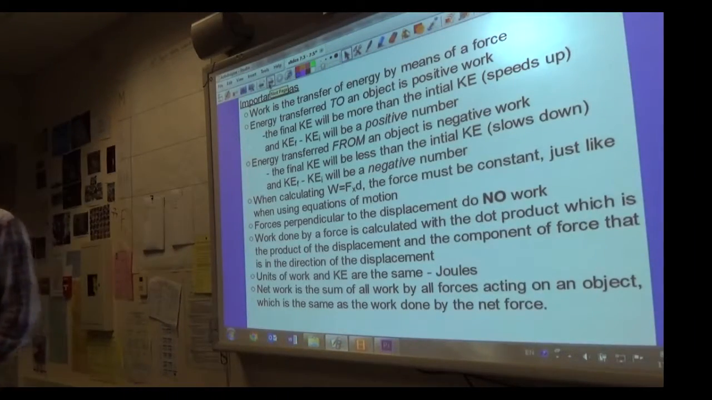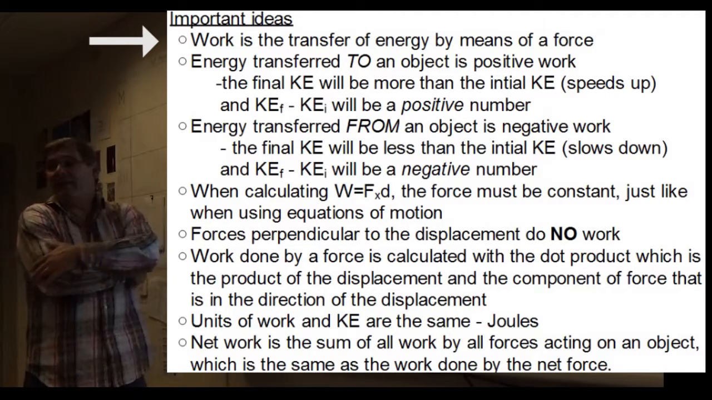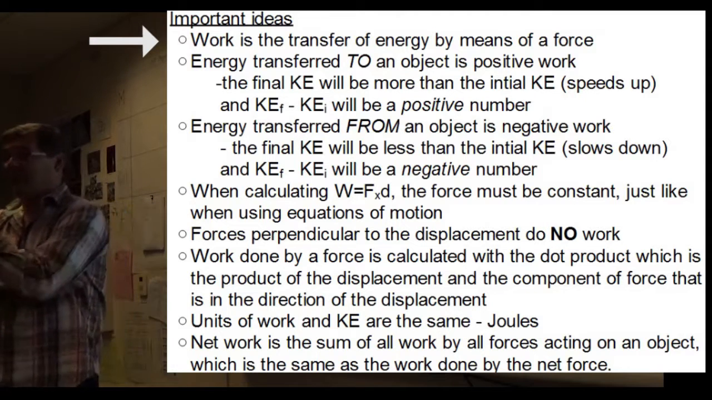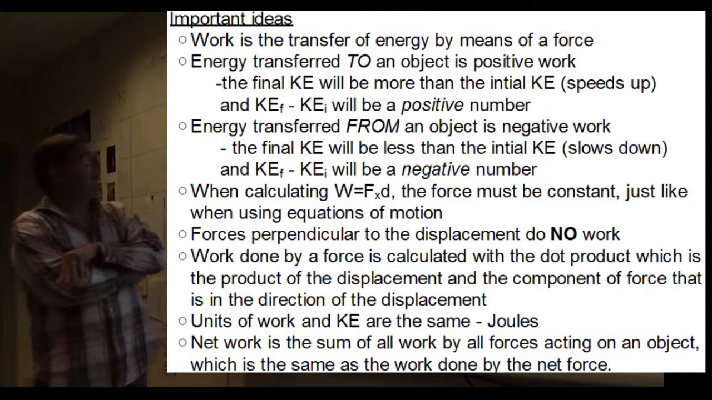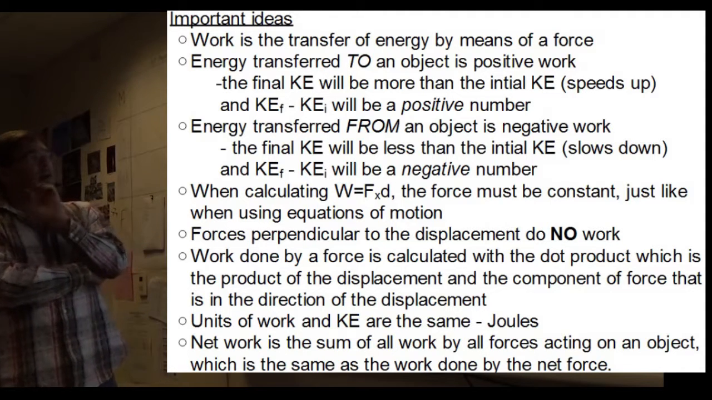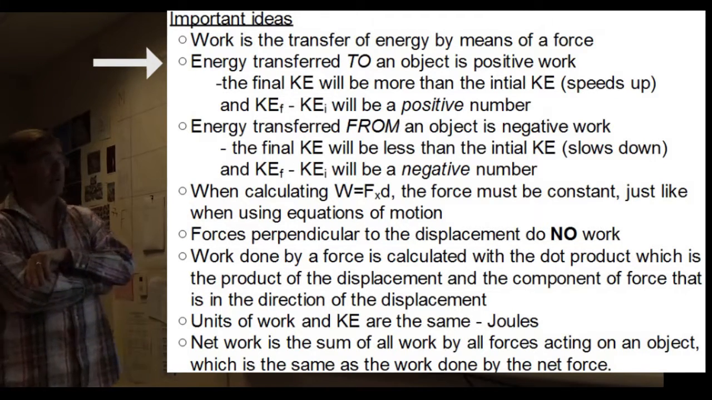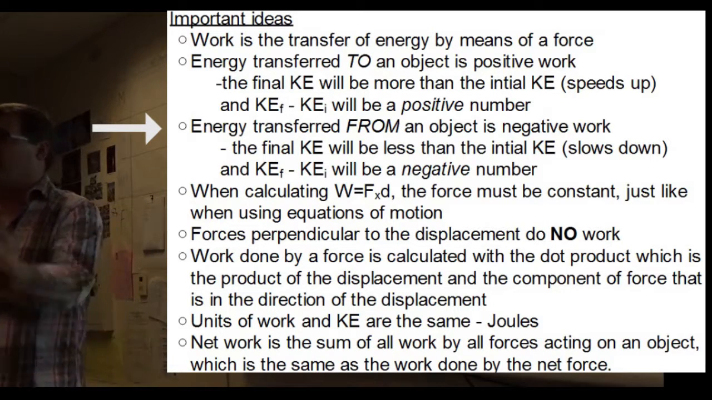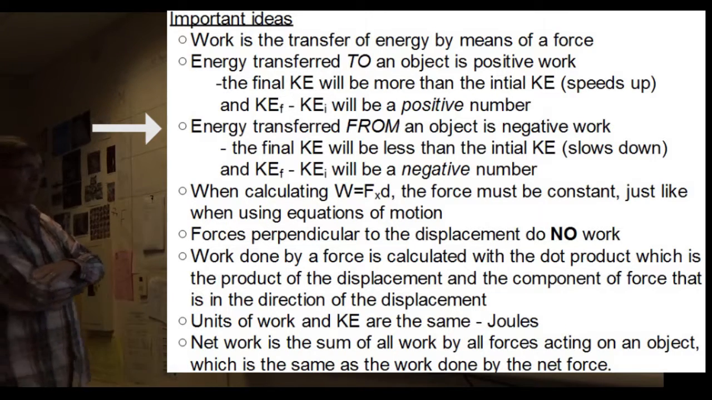So let's go over the main ideas that you picked up today. First of all, the definition of work. Work is the transfer of energy by means of a force, either transferring energy to an object or away from an object. If you transfer the energy to the object, we call that positive work, and the end result is there is more kinetic energy in the object than there was before. On the flip side, negative work is taking energy away from the object, and the final kinetic energy is less than what it had to begin with.